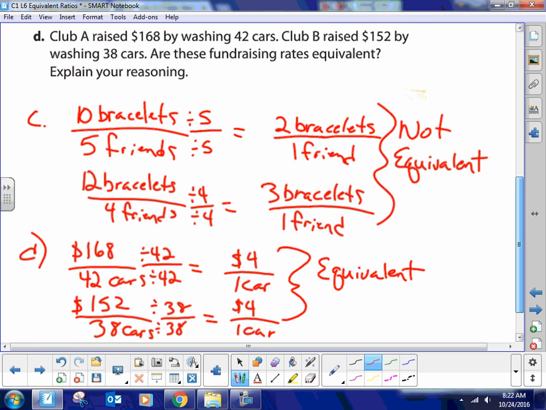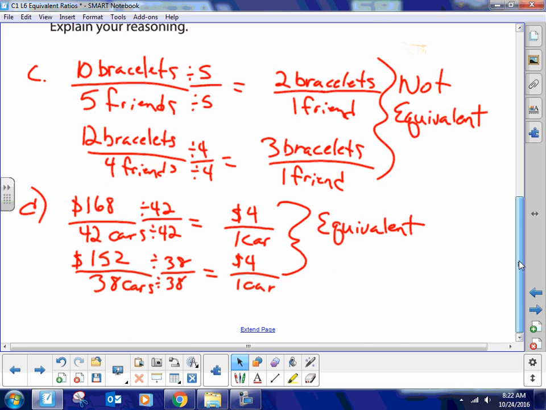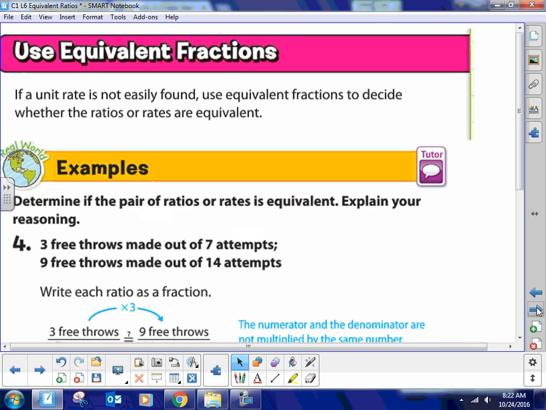Equivalent because the unit rates are equal, okay? I'm not going to write all that, but I just wanted to show you that that's what you would say. All right, because the unit rates are equal, they are equivalent. Same with the other one above it. It's not equivalent because the unit rates are not equal. It's very important that you at least understand what it's doing. All right?